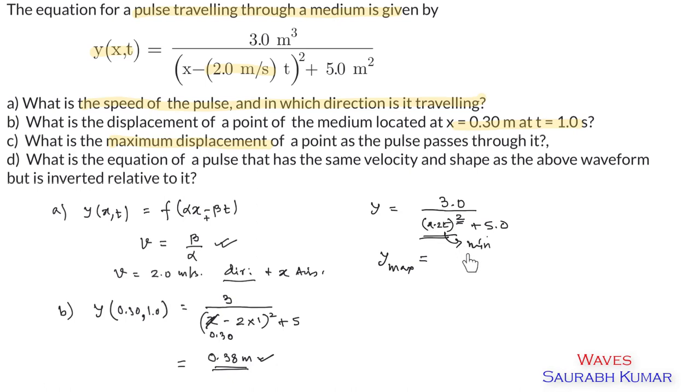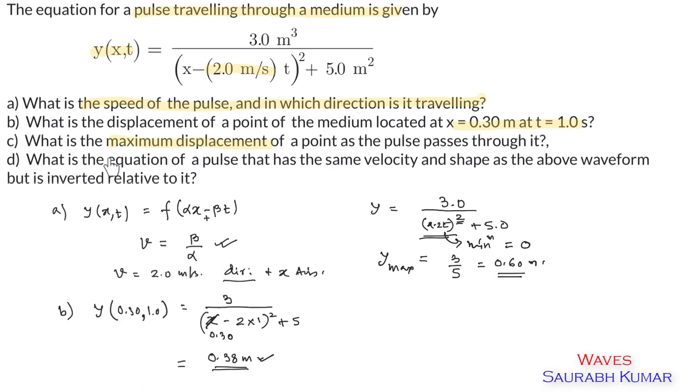Minimum value of any positive number is 0. So how much is y max? 3 by 5 equal to 0.60 meters. So this is maximum displacement, which is also known as amplitude.